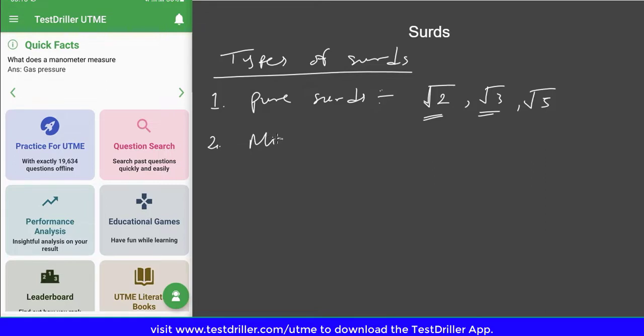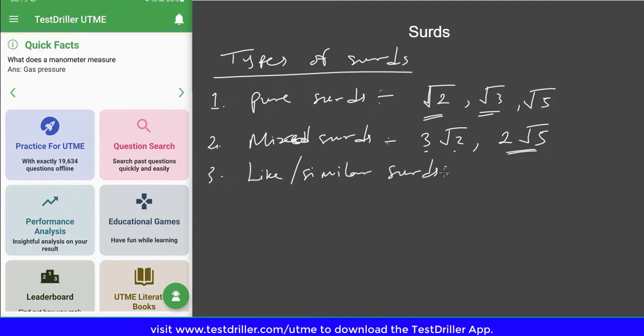Then we have mixed surds. These are surds that come alongside whole numbers or integers multiplied to them. So if you have something like 3 root 2, for instance, this is an example of a mixed surd. This is the pure part and this is the integer part. So if you have another surd like 2 root 5, this is also an example of a mixed surd.